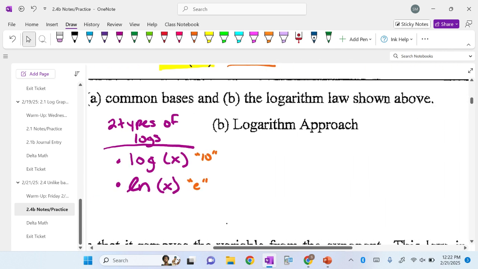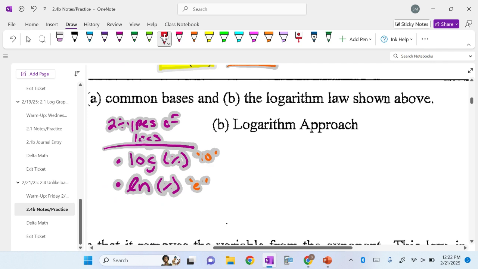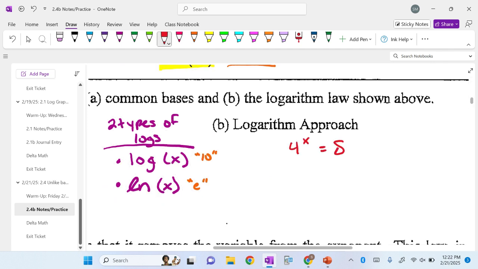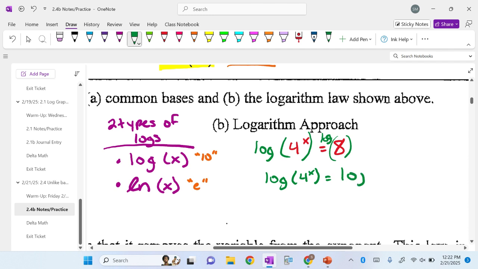So with the log approach, we're going to set up the exact same problem. 4 to the x is equal to 8. Now, we already know that these are common bases, but we're going to pretend that they're not. The way you take care of this is that you will take the log of both sides. So this would now be log of 4 to the x is equal to log of 8.